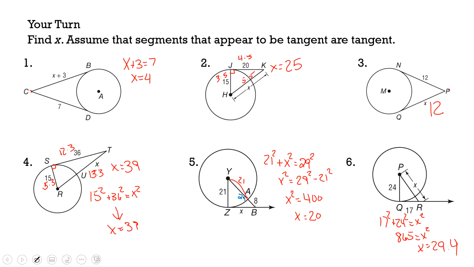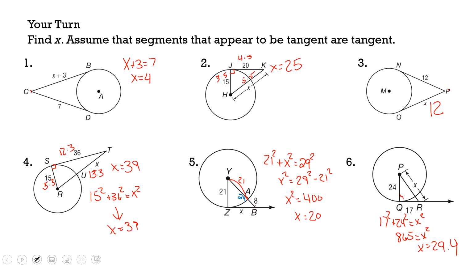And then the last one, same thing. We're trying to find the whole length there. They told me the radius is 24, QR is 17. I'm going to use the Pythagorean theorem. 17 squared plus 24 squared is going to equal X squared. That actually works out to be 856. So X is going to be about 29.4. There's no way to simplify that down into a radical. So does that make sense?